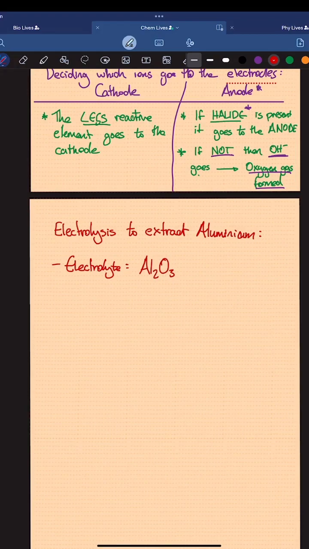Does anyone know what it's mixed with? It's only for this one. Only for aluminium you need to know, and it's a special case. Yeah, cryolite. It's called cryolite. And does anyone know why cryolite is used for extracting aluminium? What does the cryolite do? It lowers the melting point.